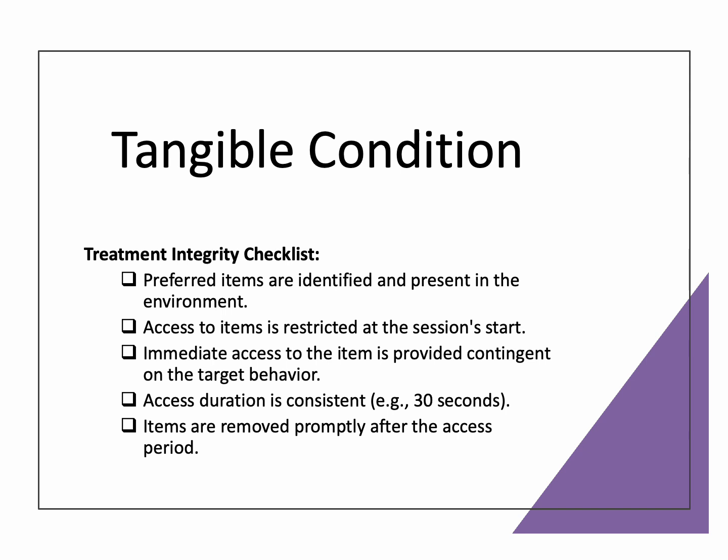So here is a treatment integrity checklist that you can use to confirm that you are conducting the tangible condition appropriately. So you want to make sure that preferred items are identified and present in the environment. I don't think I've mentioned this, but prior to conducting any functional analysis, we typically conduct a preference assessment, because it's very important to identify the items that are moderately preferred, low preference items, or neutral items, and we also need to identify items that are preferred items.